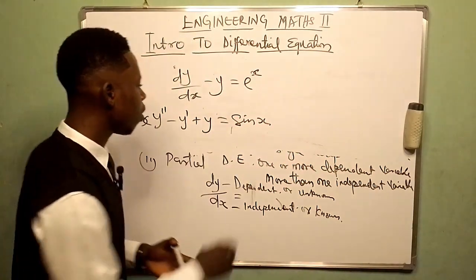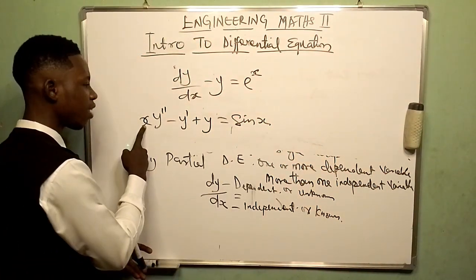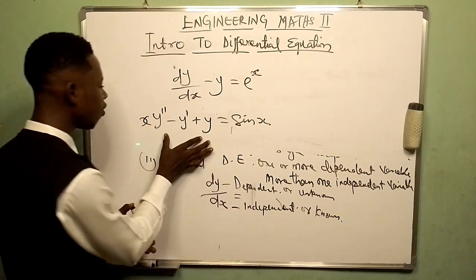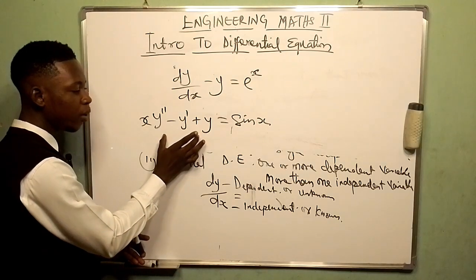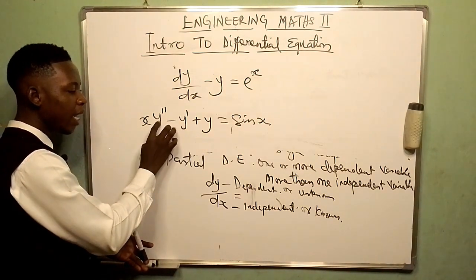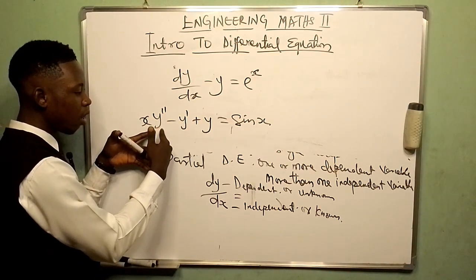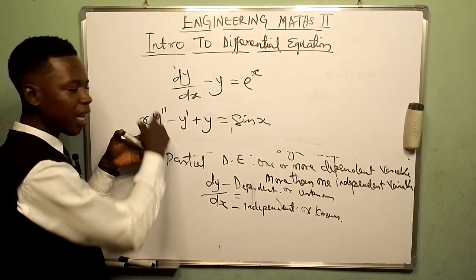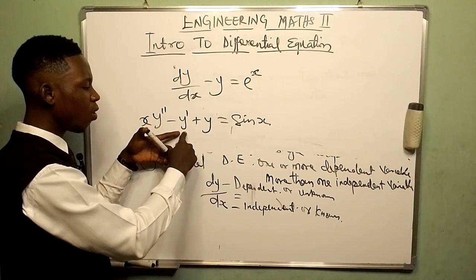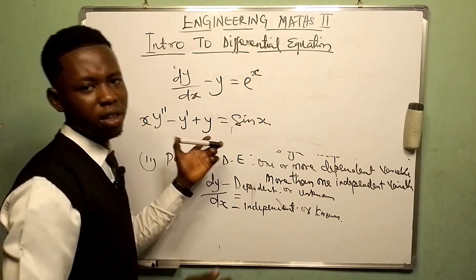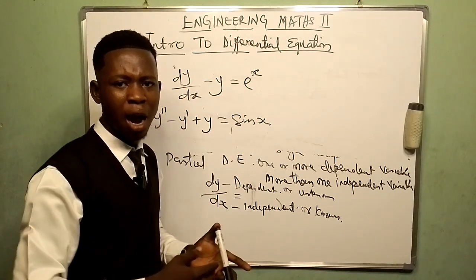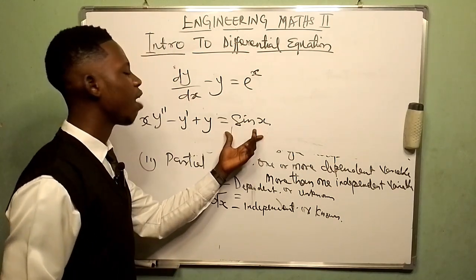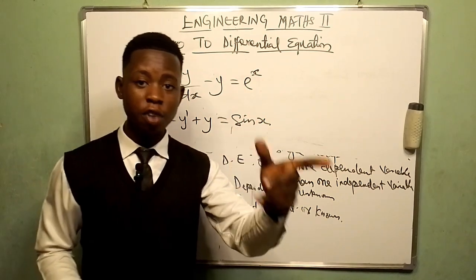What am I trying to say? We have x here, we have x. They are one. None has been differentiated. But look at the derivative of the variable on this other part, for y. Here we have the second order derivative of dy dx. Here we have the first order, and here we have the function itself, which is y. Now these are one or more dependent variables, and then here we have only one single independent variable.